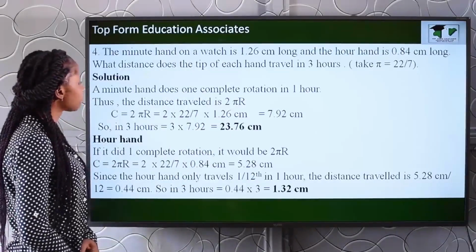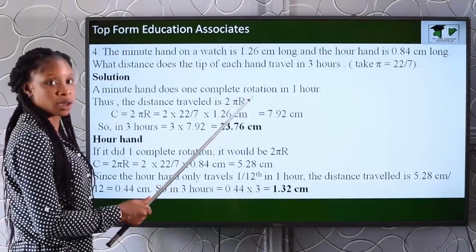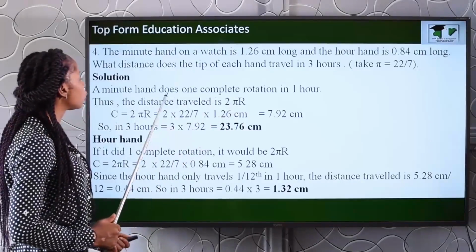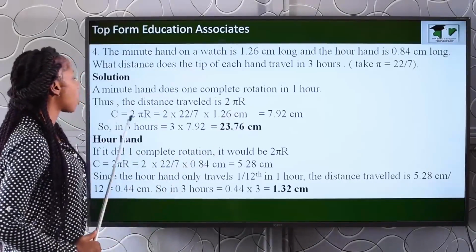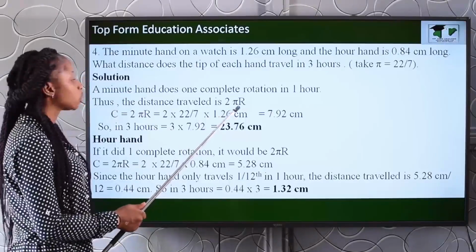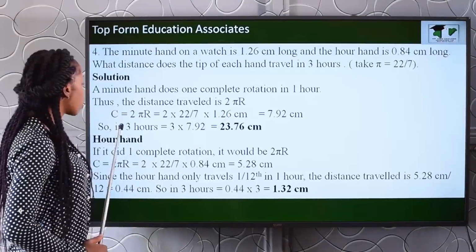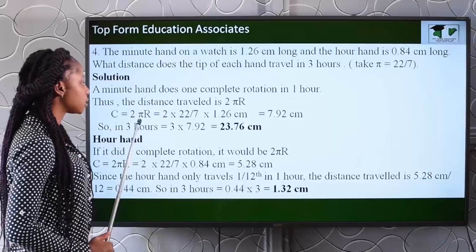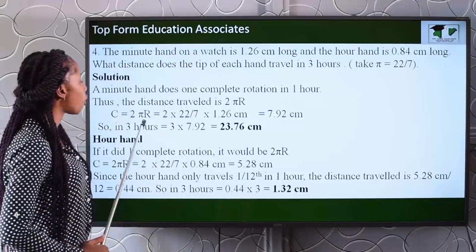Now, solution. A minute hand does one complete rotation in 1 hour. We've learned about the clock and how the revolution goes. So a minute hand does one complete rotation in 1 hour. Thus, the distance traveled is 2 pi r, 2 pi radius. Now, 2 pi r is our circumference. The formula for getting circumference is 2 pi r. We've learned that.